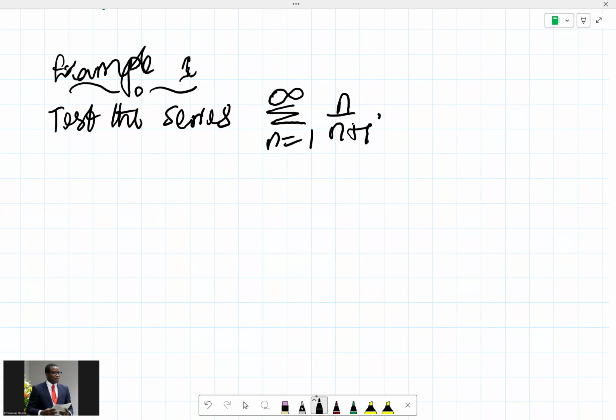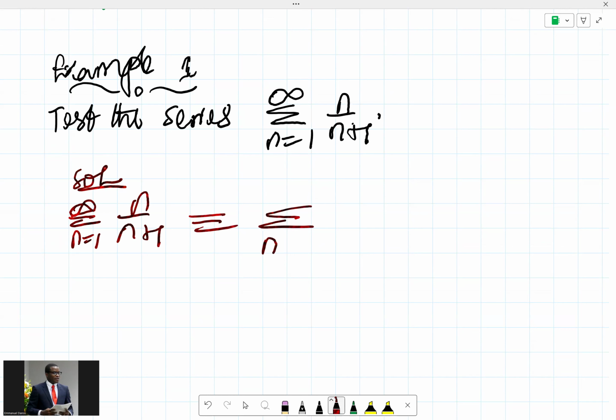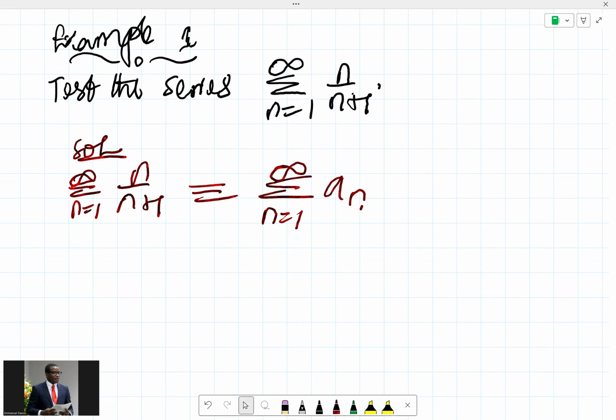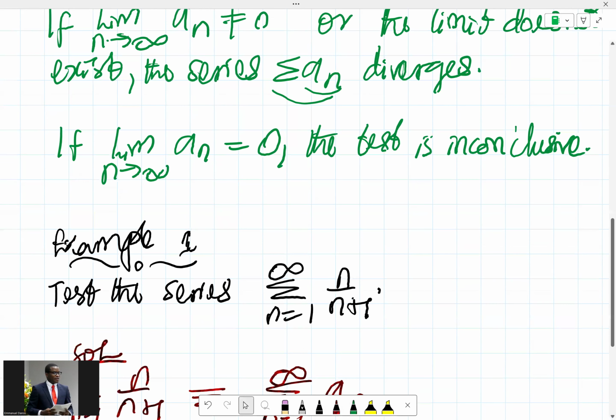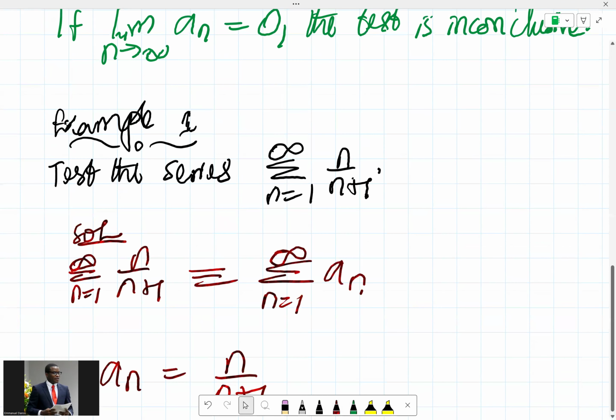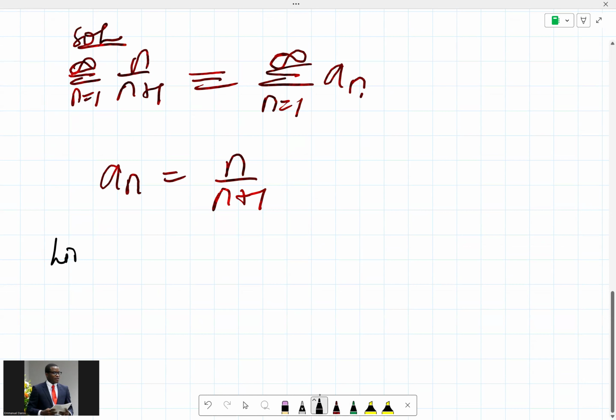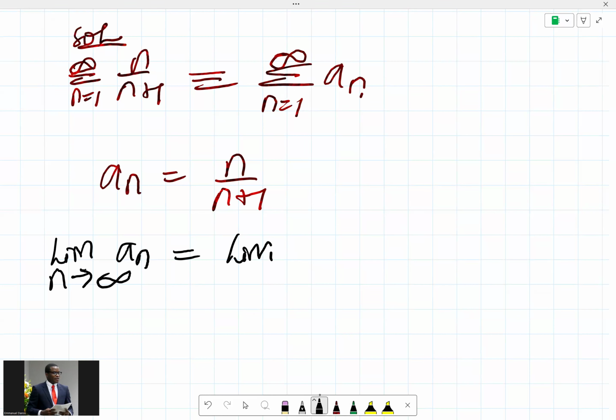For the solution, we have the summation from n equals 1 to infinity of n over n plus 1. Comparing this with the summation from n equals 1 to infinity of an, it simply means that an is equal to n over n plus 1. What we are looking for is the limit of an as n approaches infinity, which is the limit as n goes to infinity of n over n plus 1.